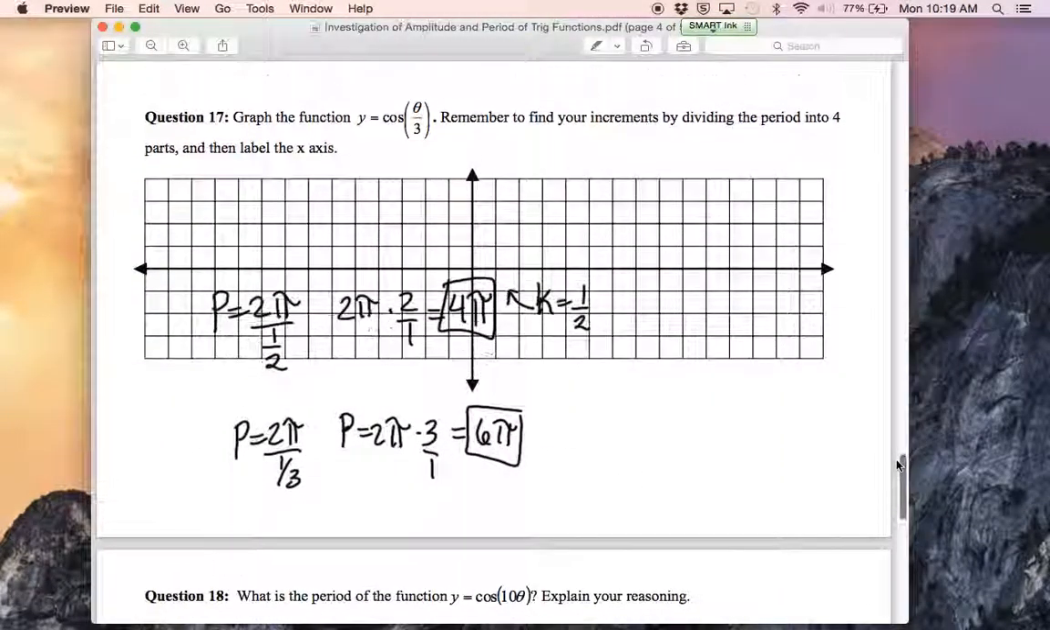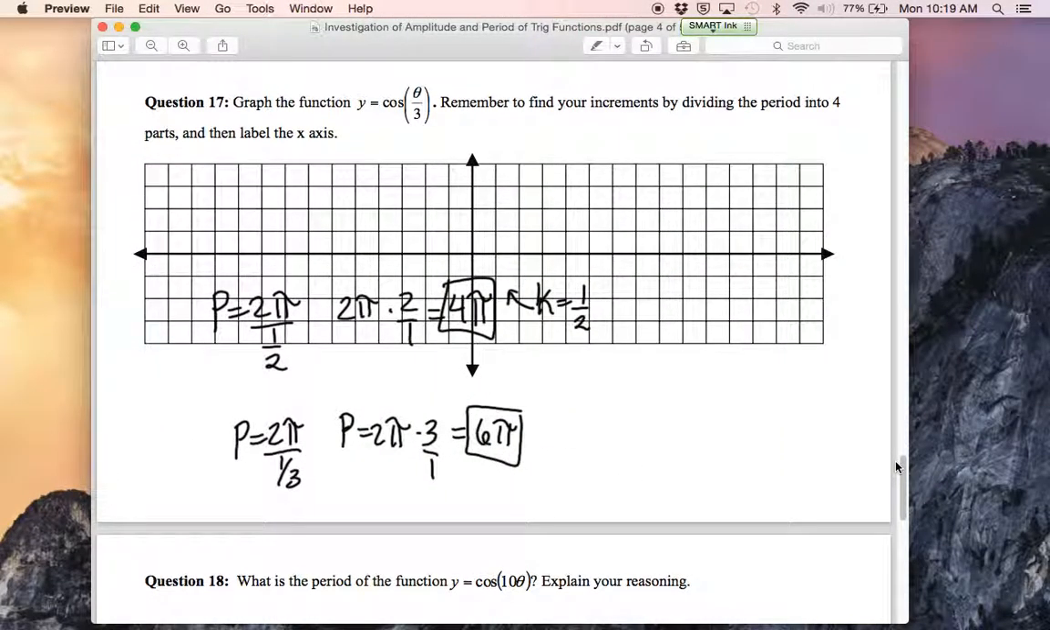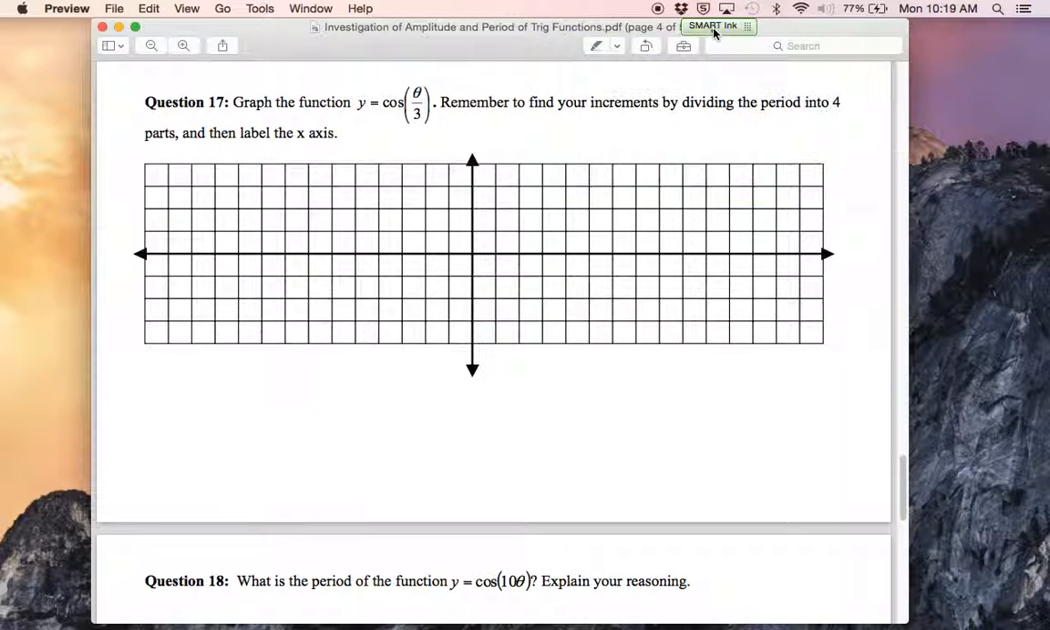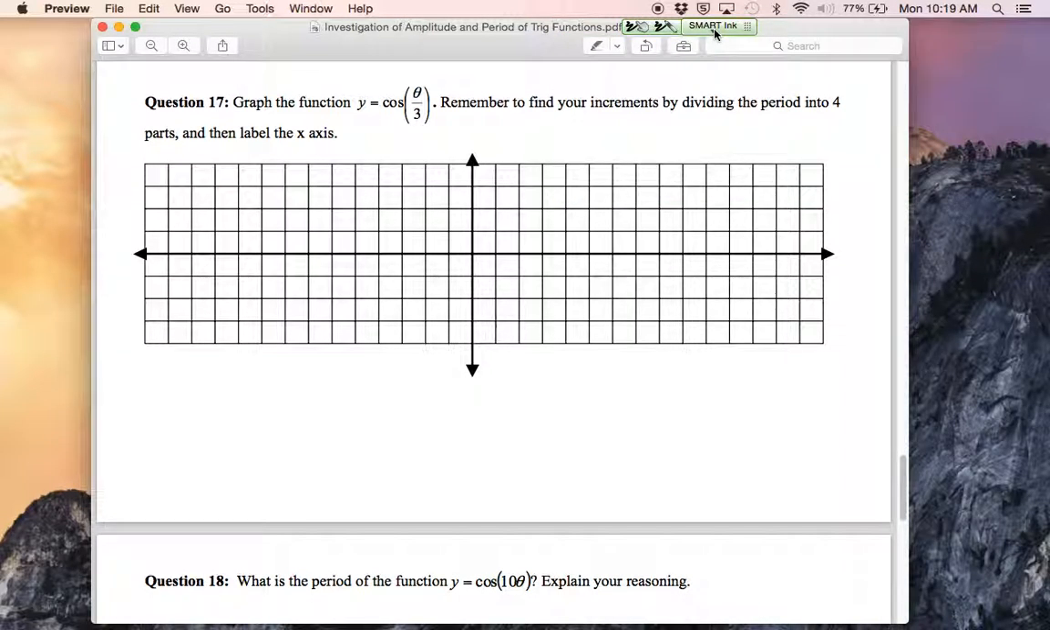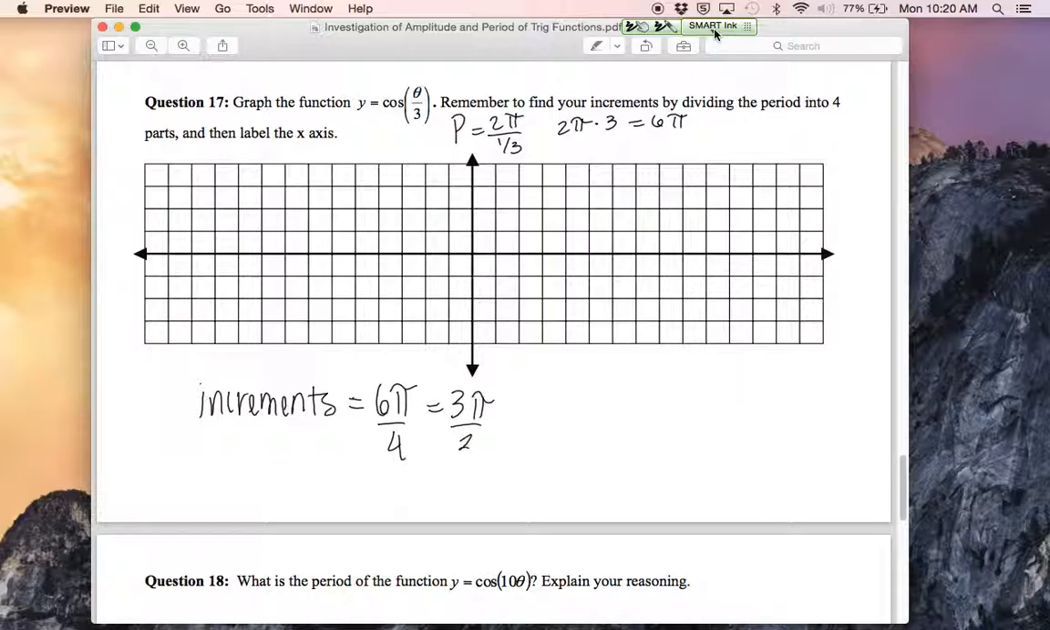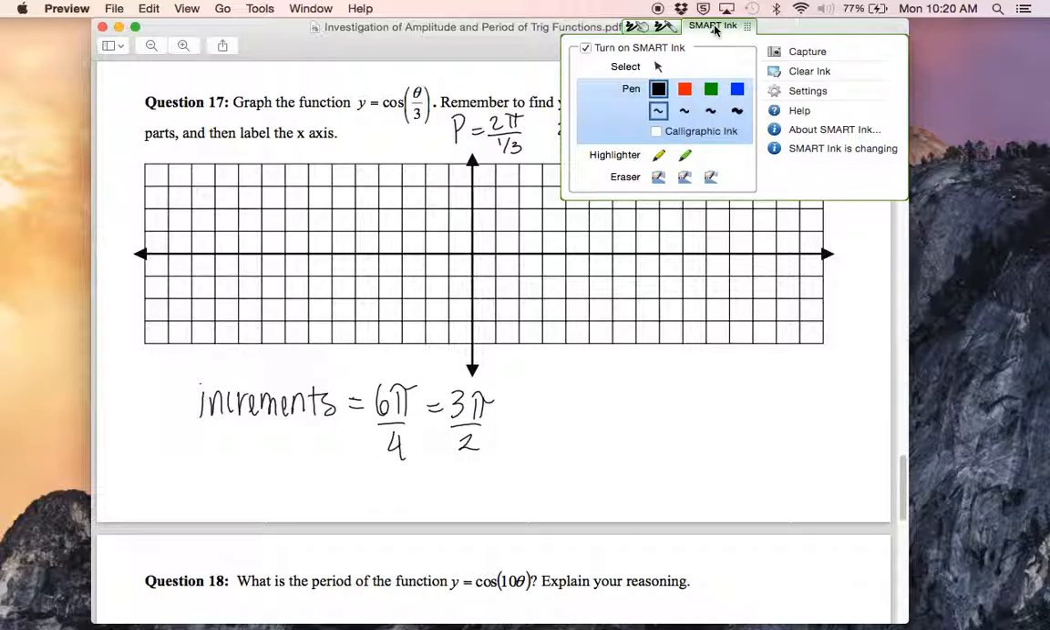Graph this function. Remember to find your increments by dividing the period into 4 parts, then label the x-axis. Okay. So first of all, the period here. Period equals 2 pi divided by k. So it's 2 pi times 3, which is 6 pi. Now my increments, I'm going to take my period and divide it into 4 parts. So 6 pi divided by 4, which gives me 3 pi over 2. So I'm going to be numbering by 3 pi over 2.